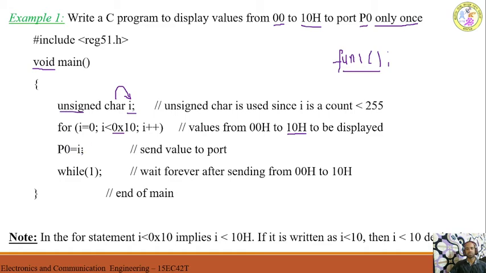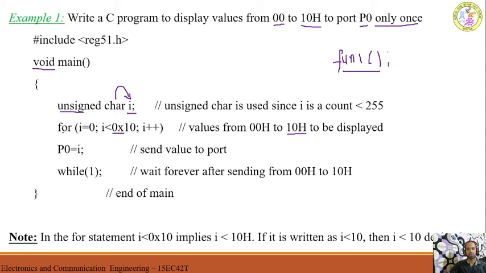Now in this case I is equal to 1. Again increment I by 1 time. So I is equal to 2 now. Once again come here. 2 less than 10, yes. Once again execute. Display 2 into port 0. P0 is equal to I, I is equal to 2 now, so 2 will be sent to port 0.